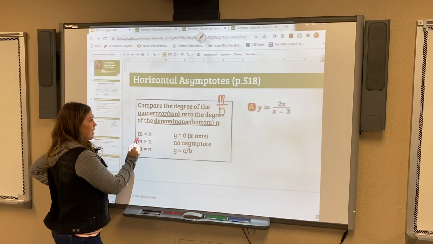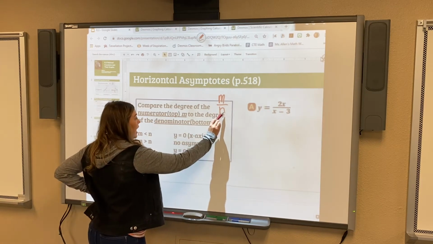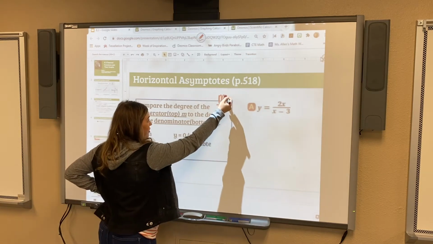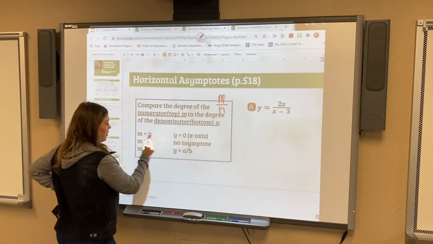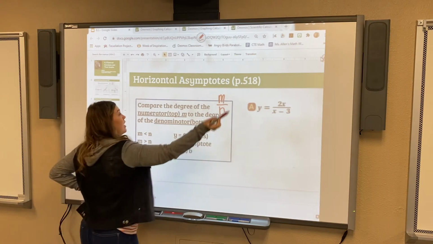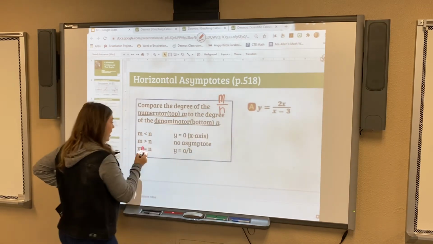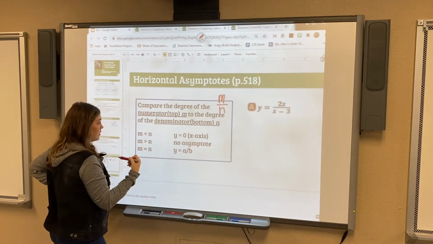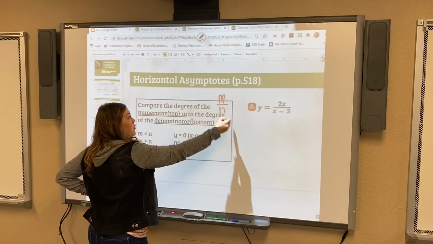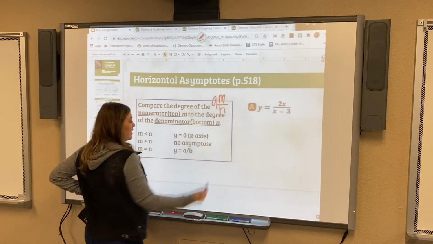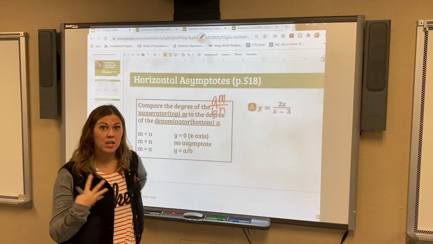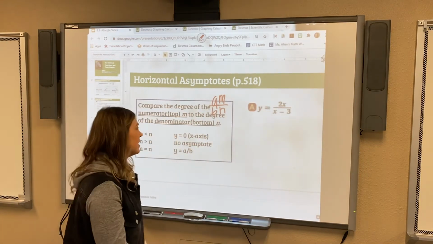And then if your denominator degree is higher than your numerator, then your horizontal asymptote is y equals 0. If your numerator is bigger than your denominator, then there's no asymptote. And then if m equals n, so if these are the same degree, then you look at their coefficients out front, and that would be a over b. That would be your horizontal asymptote. Okay, so let's look at some examples.